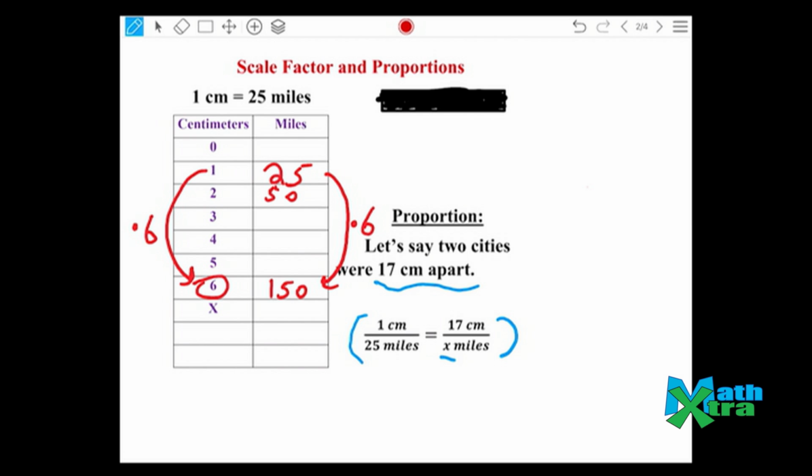The scale factor is going to show the relationship between the two fractions. So last week with our proportion, we said, okay, 1 times 25 was 25. Every time we increase 1 centimeter, we increase 25 miles. Now we're going to say, if I multiply 1 times something to get 17, 1 times 17, and I multiply 25 times 17 to get the number of miles, 17 is our scale factor for those two fractions.